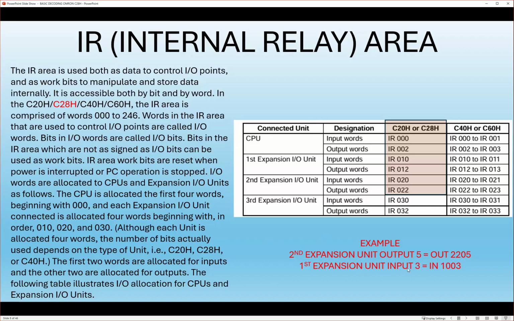First expansion unit input 3 would be 1003, which 10 is corresponding to our word, 3 is corresponding to the bit for output 3. Same here. Second expansion unit word 22, bit 5 would be output 5 for the second expansion unit. Understand? Yeah, that makes sense.